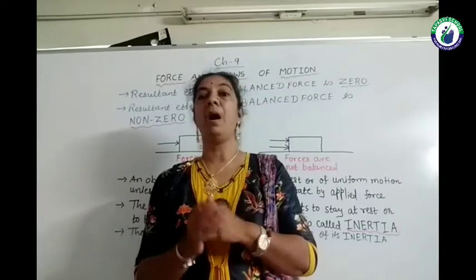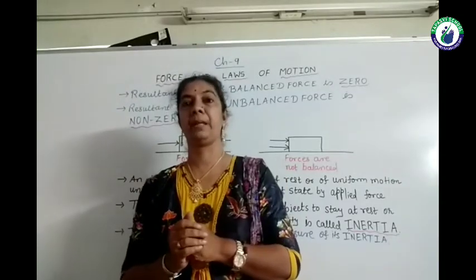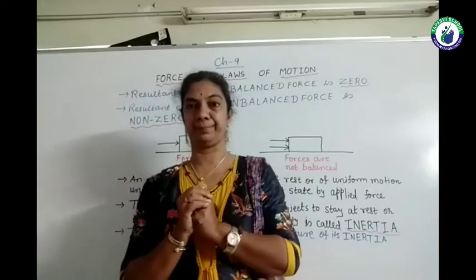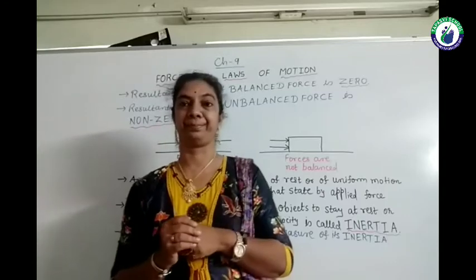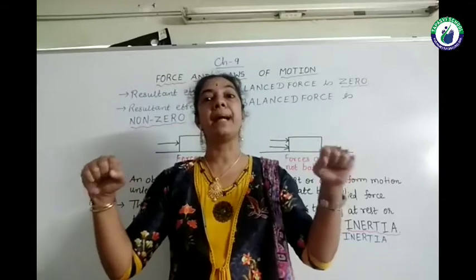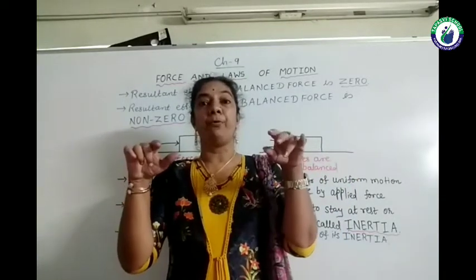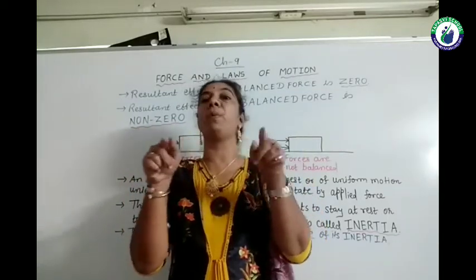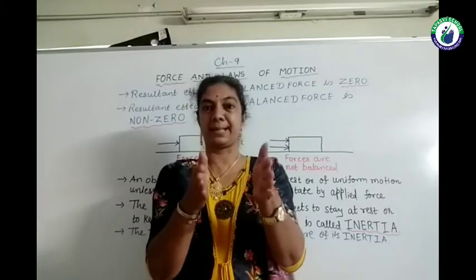But for unbalanced force, see this second case. The forces are applied from one direction only. Just imagine the game tug of war, in which two teams are pulling the rope in their direction. Till the forces are balanced from both the sides, it is equal, it is the same, the rope will not move. It will be at rest.